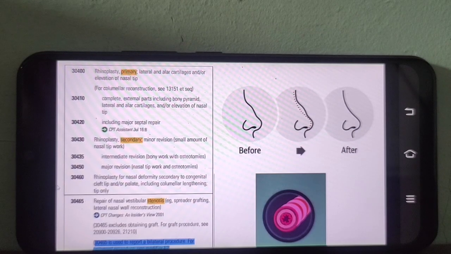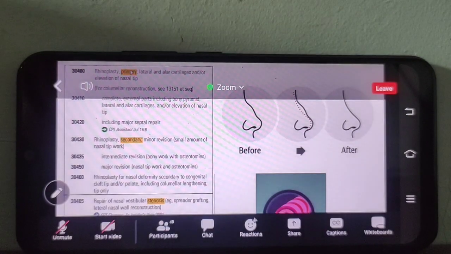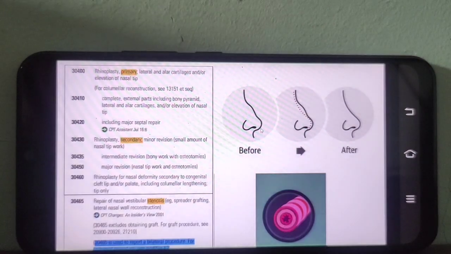Rhinoplasty. Nose job. Rhinoplasty means nose job, correction of the nose. In rhinoplasty, we have two classifications, primary rhinoplasty and secondary rhinoplasty. Secondary means that it is a follow-up. In primary rhinoplasty, if a physician just corrects the tip of the nose, go for 400.